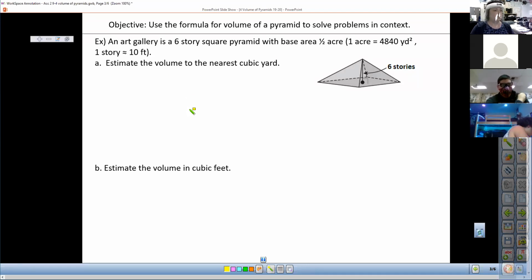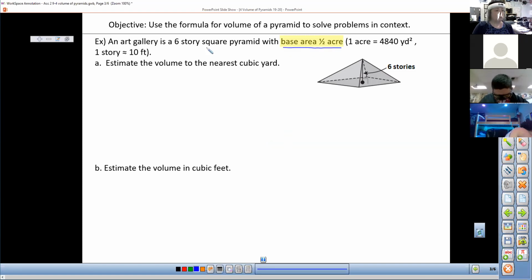So this is one of those situations where the measurements that we sometimes work with are not as common as other measurements. But in some situations, when we talk about area of land, land is often described as being in acres. Like if your parents purchase land, they'll be buying 3 acres or 10 acres or 100 acres or whatever it might be. So we're told that we have a base area of ½ acre. And remember, we have a square pyramid. So that is referring to the square. The square has an area of ½ acre.